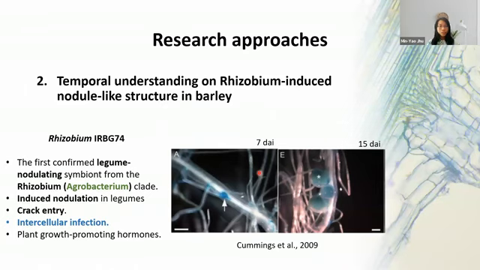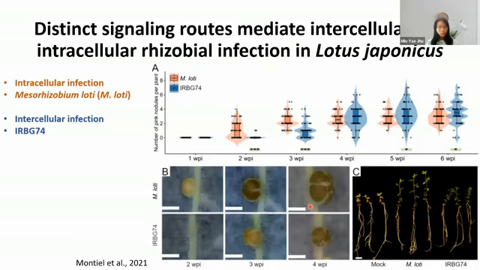So in our research here, we especially focus on one rhizobium, IRBG74. This one is a legume nodulating symbiont, and it's able to induce nodulation in legumes. It uses the crack entry that I just mentioned, the intercellular infection process. At the same time, this rhizobium also generates some plant growth promoting hormones, including auxins, to help plant growth and also induce nodule formation. Based on previous study, there is some comparison between intracellular infection and intercellular infection. These two mechanisms share some similarity, but there are also some distinct signaling mediated between each unique infection process.